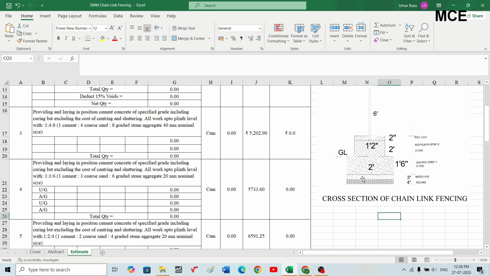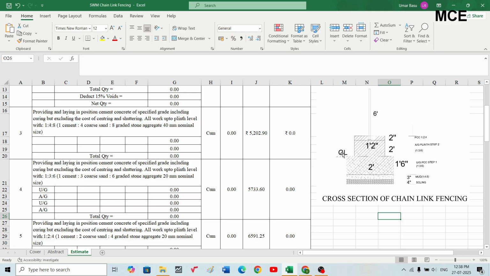Then we have a plain cement concrete of mix 1:4:8 according to the IS code. It's a lean mix concrete. Also its thickness is 3-inch and it is also used for leveling of the ground. After that we have the first step of underground PCC for the chain link fencing, whose width is 2 feet and thickness is 1.5 feet.